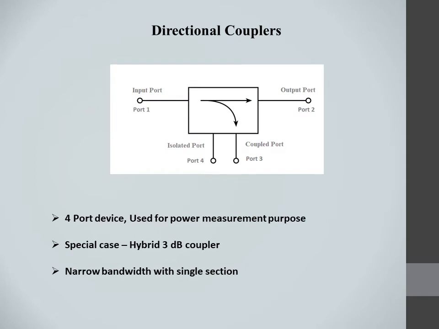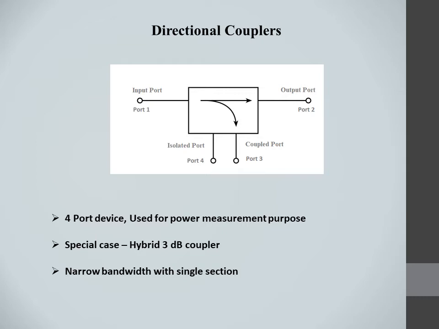A directional coupler is a 4-port device that is used to sample a small amount of input signal power for measurement purposes. The naming of the ports is as per the diagram. When an input signal travels from port 1 to port 2, a part of the signal is coupled to port 3. The portion of the power coupled to port 3 depends on the coupling value of the coupler being used. For example, if we use a 3 dB coupler, the power split between port 2 and 3 would be 50%.